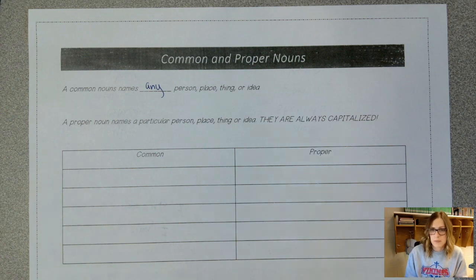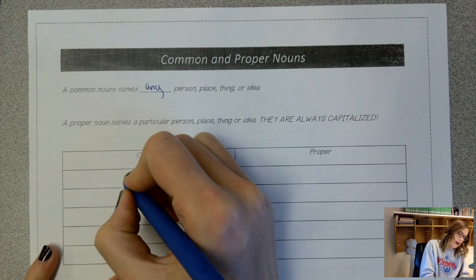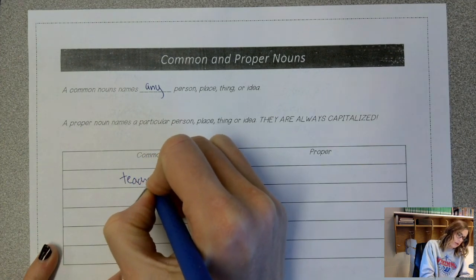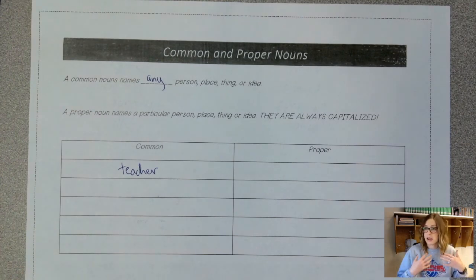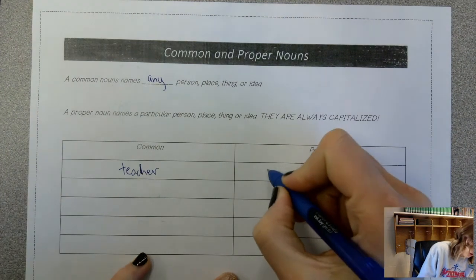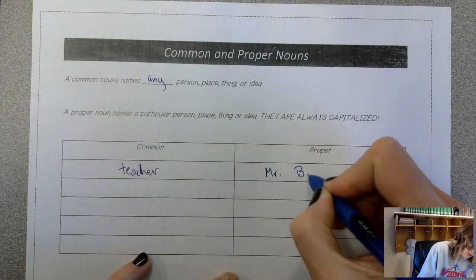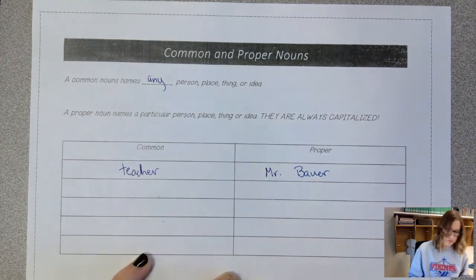All right? So, for example, let's think about one that's pretty easy. Teacher, right? That's kind of common. That could be anybody. If I had teacher in a sentence, that could be me, that could be Miss Bryant, that could be Mr. Bauer, could be Mr. Harvey, could be Miss Voss, could be anybody. Proper is if you're saying it's a particular teacher. So if you said Mr. Bauer, that would be a proper noun.